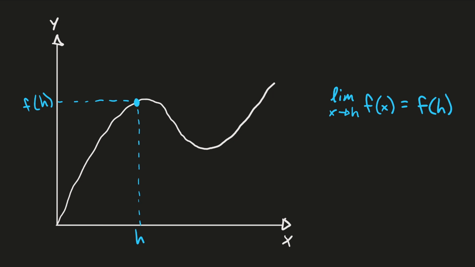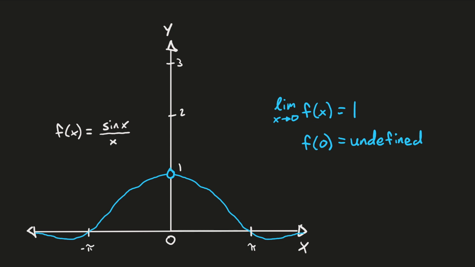So, with most functions, things are pretty straightforward. If you plug in a point into the function, that value is the same thing that the function gets close to at that point. There's no real difference or distinction. So in calculus, we would just say that the value of the function at a point like h here would be the same thing that it gets close to as x goes to h.